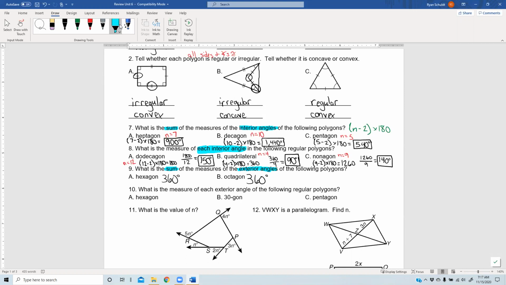Next one. What is the measure of each exterior angle?